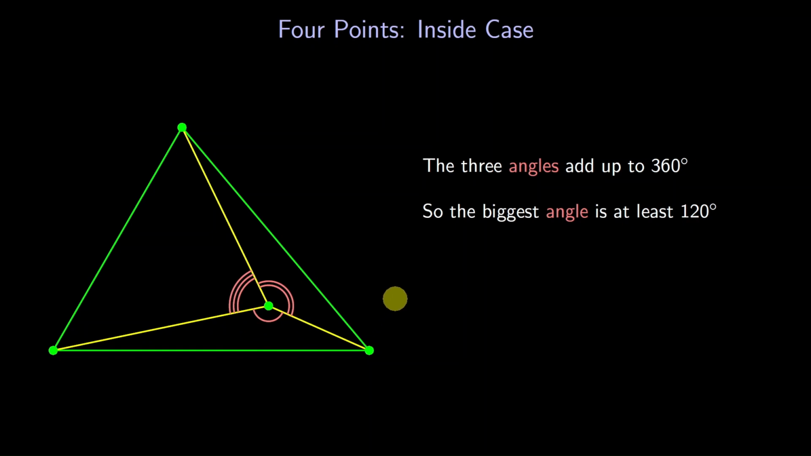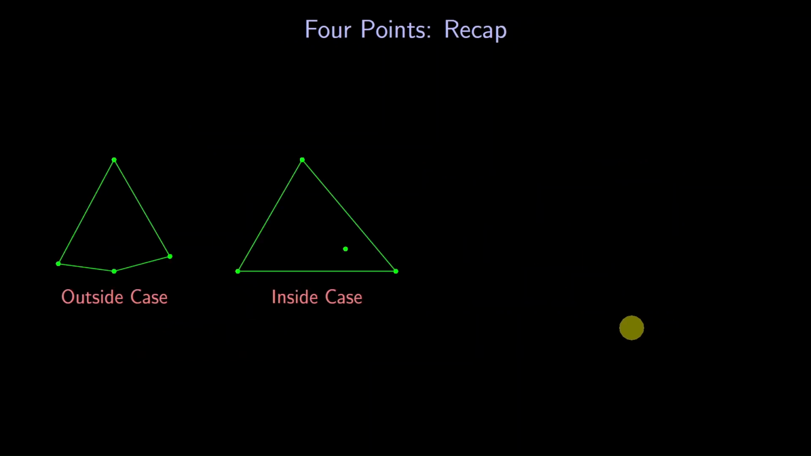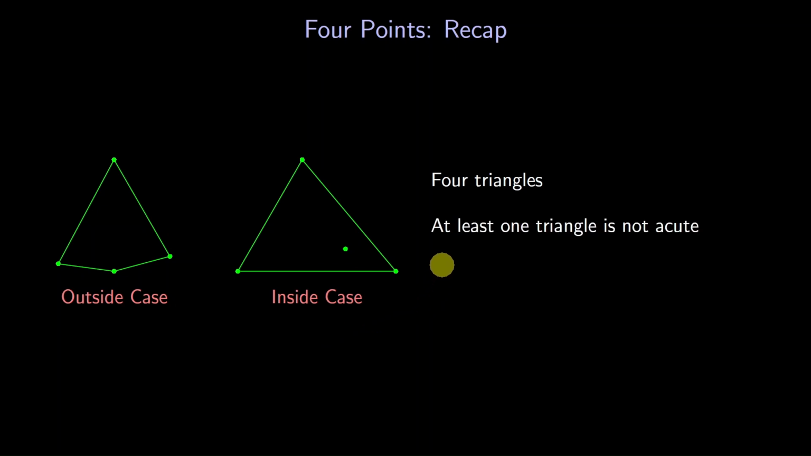And what does that say about the triangles? At least one of the triangles is obtuse. In the example, the bottom triangle is obtuse. So again, we found at least one triangle that is not acute. Okay, we've looked at both cases. Let's summarize. Here are the 2 cases again. There are 4 triangles. In each case, we showed that at least one of the triangles is not acute. So that means at most 3 of the triangles are acute.